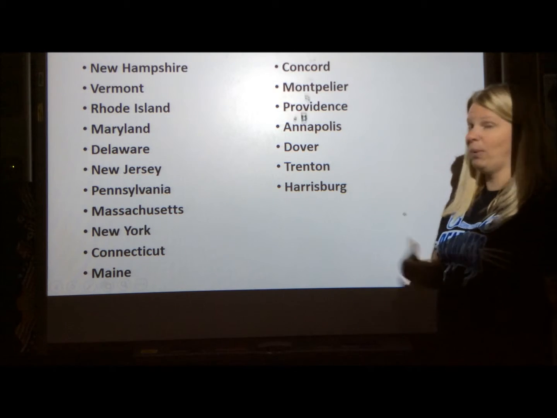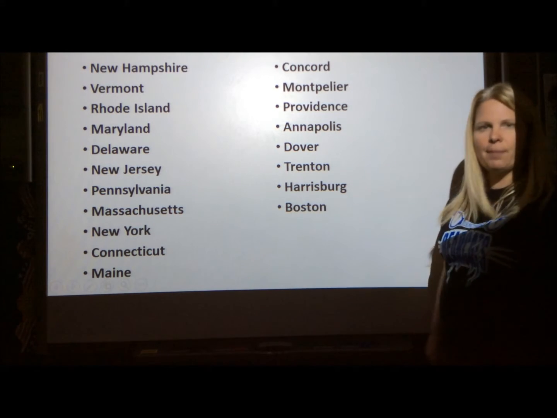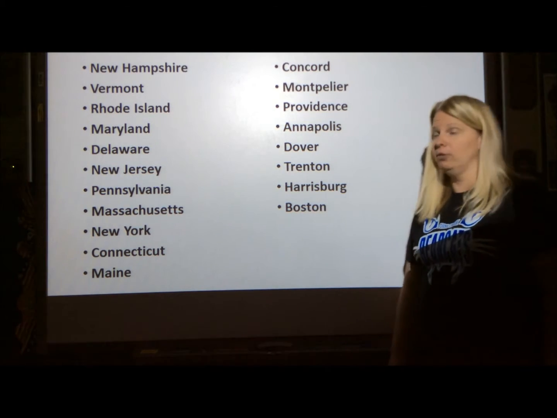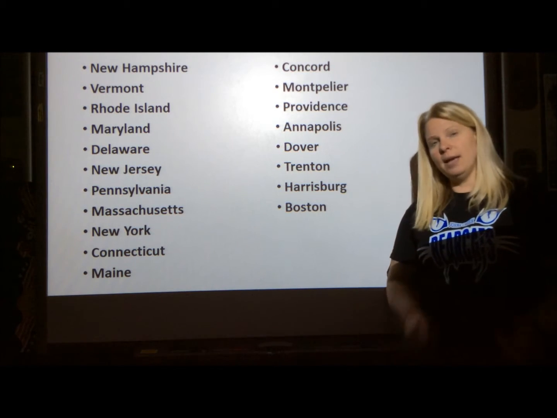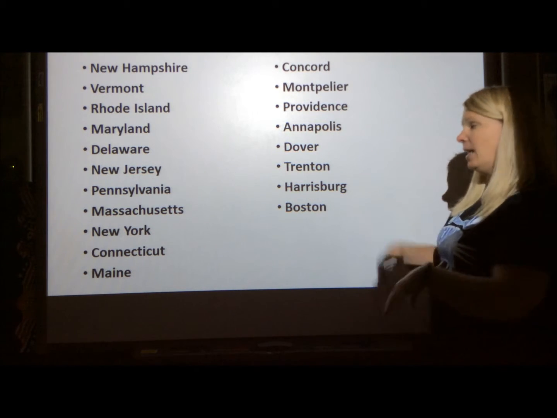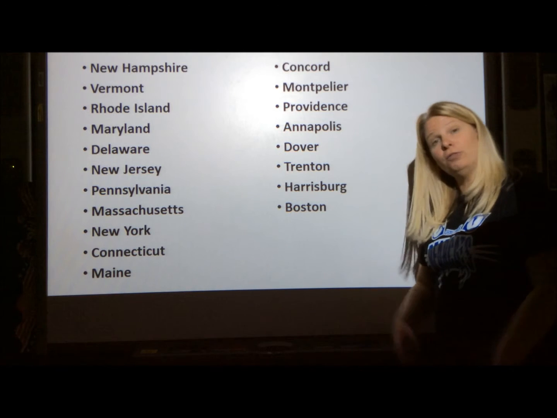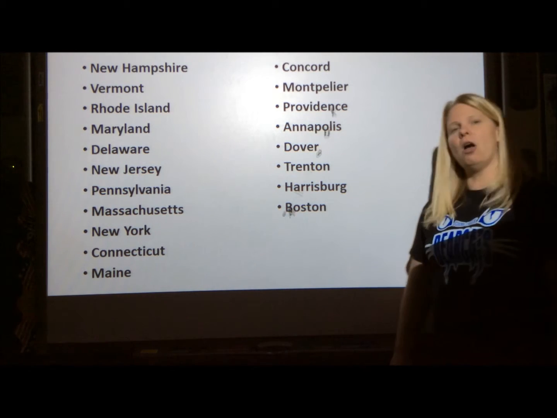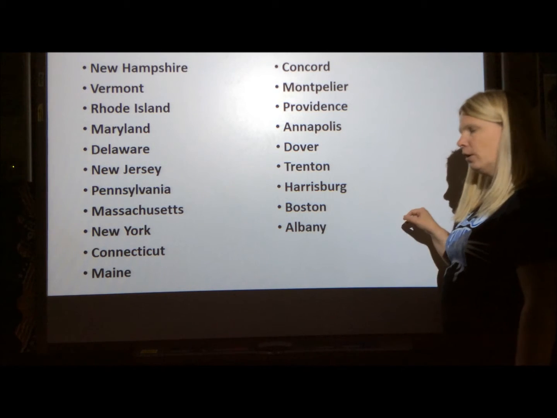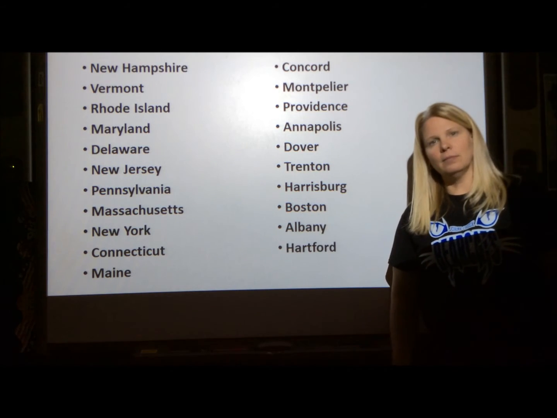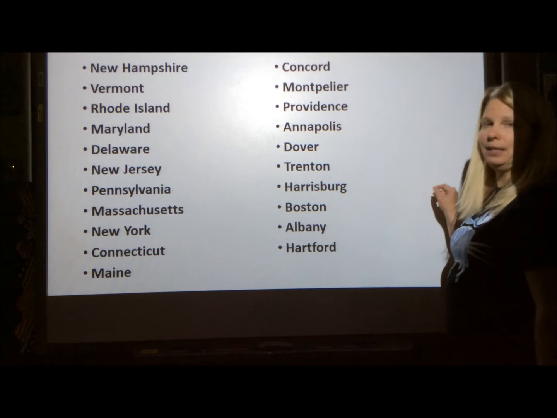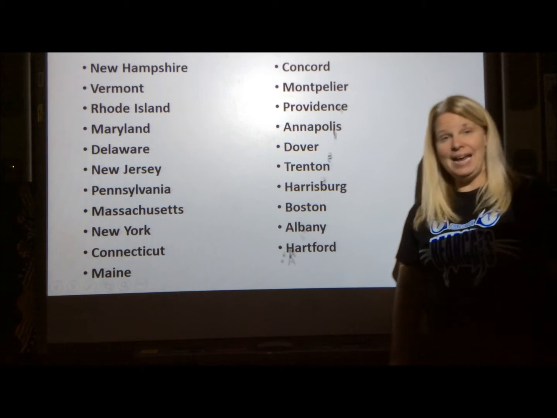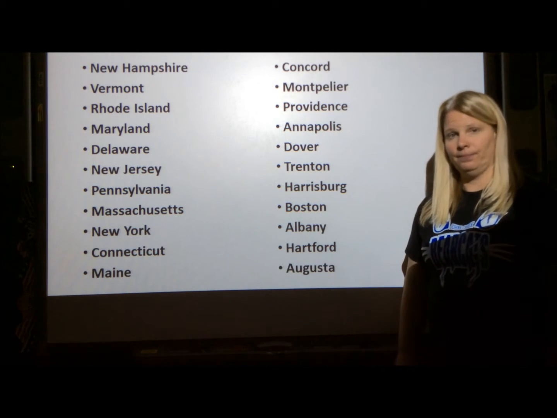Massachusetts, Boston. Lots of things happen in Boston, especially during the American Revolution. Don't know if you've heard of much of that yet, but there's the Boston Tea Party, the Boston Massacre, lots of things that go on, and hopefully we'll talk about that sometime this year. New York, the capital is Albany. Albany, New York. Connecticut is Hartford. Hartford, Connecticut. And Maine, the capital is Augusta.